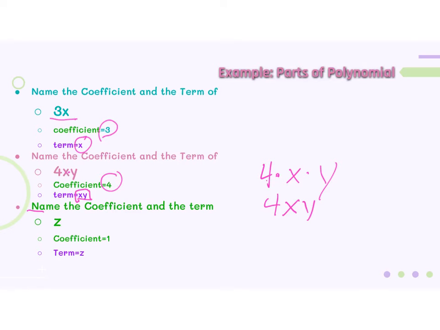Now down here, name the coefficient and the term of z. The coefficient is 1. This is where kids will make mistakes, because they forget that if there is no number in front of a variable, it is implied to be 1. And then the term is z. Don't forget that this is an imaginary 1. If there's no number in front of it, it's just 1z.